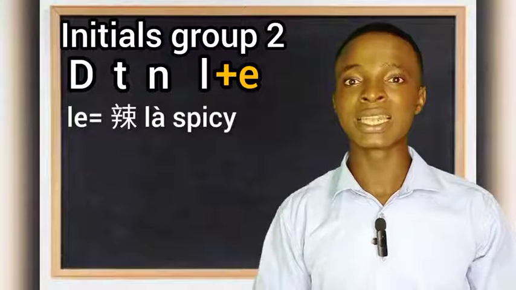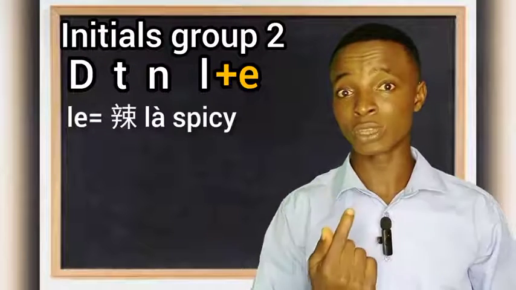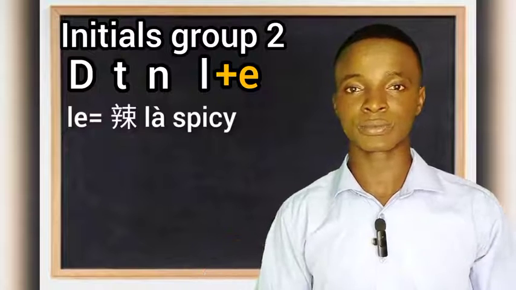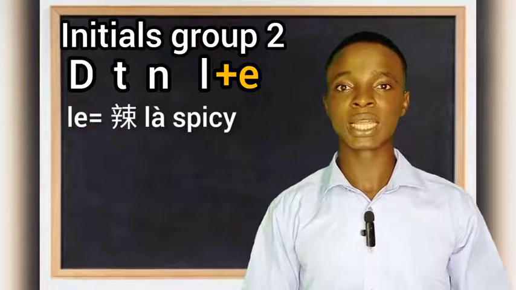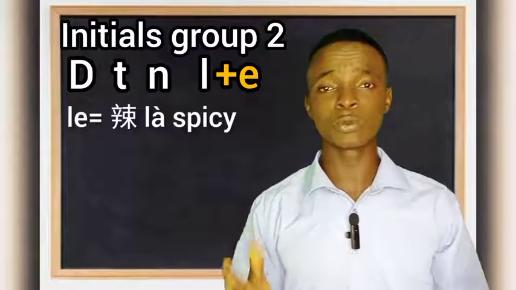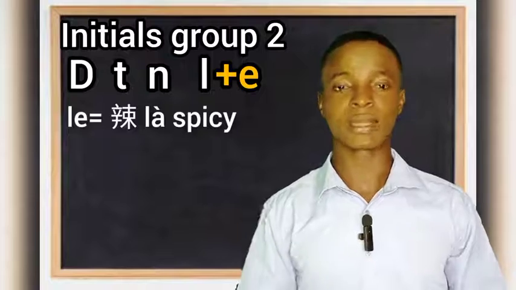The last one is le, le, le. Remember to use the tip of your tongue to touch the inner front upper teeth. Le, le, le. For example, the Chinese word for something that is spicy is la, la.